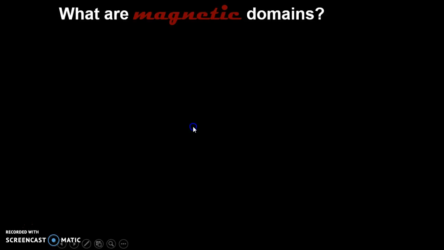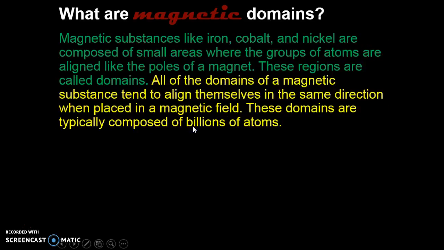So what are magnetic domains? Well, magnetic substances like iron, cobalt, and nickel, and those are the three big ones. So on a quiz, if I've asked you what are the three elements that are natural magnets, you would say iron, cobalt, and nickel. These are composed of small areas where the groups of atoms are aligned like the poles of a magnet. So the atom itself is aligned like a magnet. And these regions are called domains.